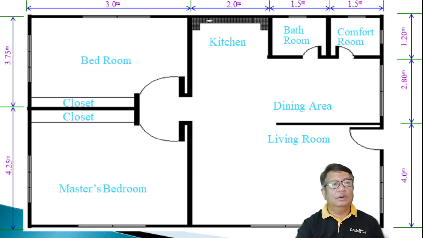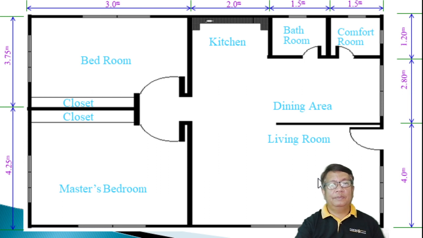Aside from that, we should know the name, or the purpose of that area. So like for example here, this is the living room. This area here, nearer to the entrance door. So we have this living room.